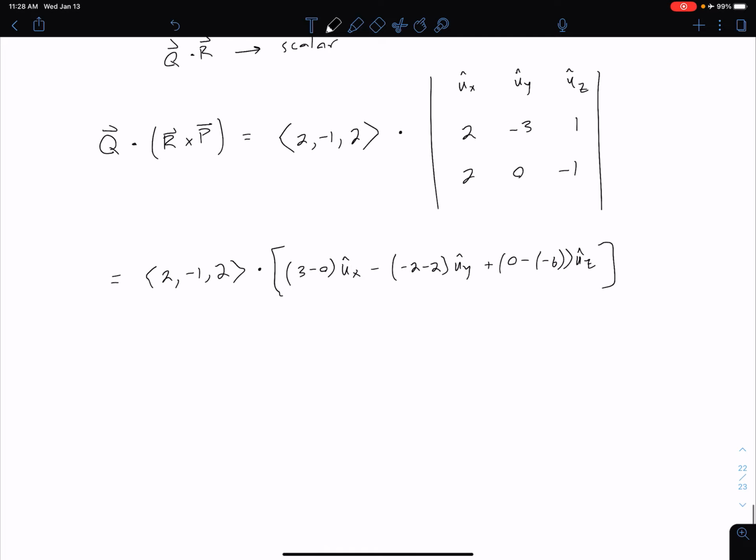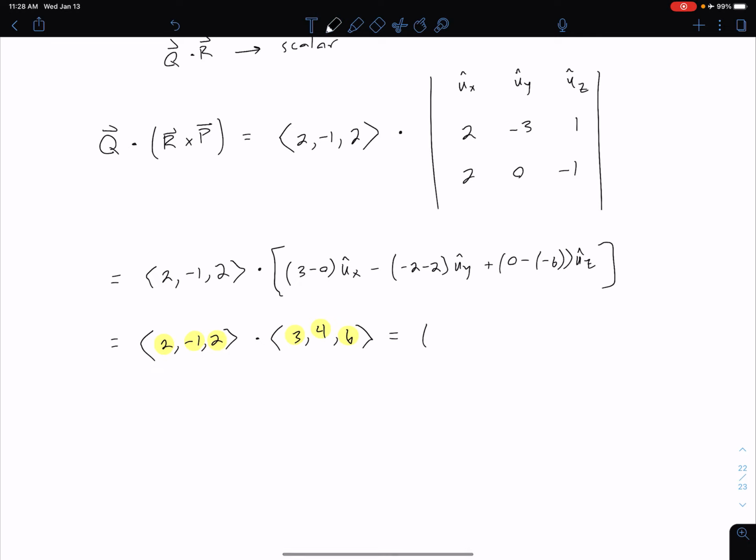Okay, so let's go ahead and simplify that a little bit. So we've got our Q, 2, -1, 2, dot with, so we have 3, 4, and 6 for our second vector there. So of course now for dot product, remember what we do is we're going to take the product of our x components, add that to the product of our y components, and add that to the product of our z components.